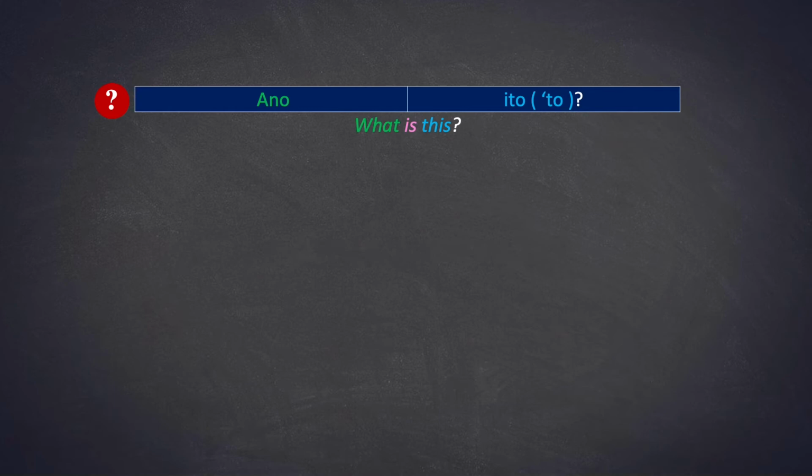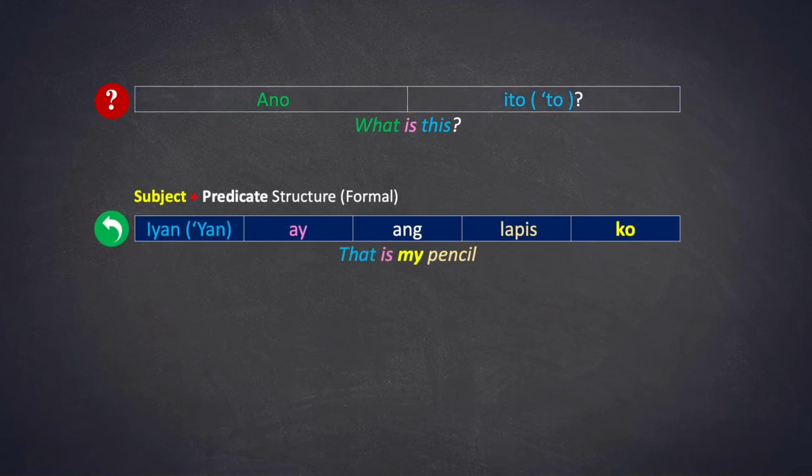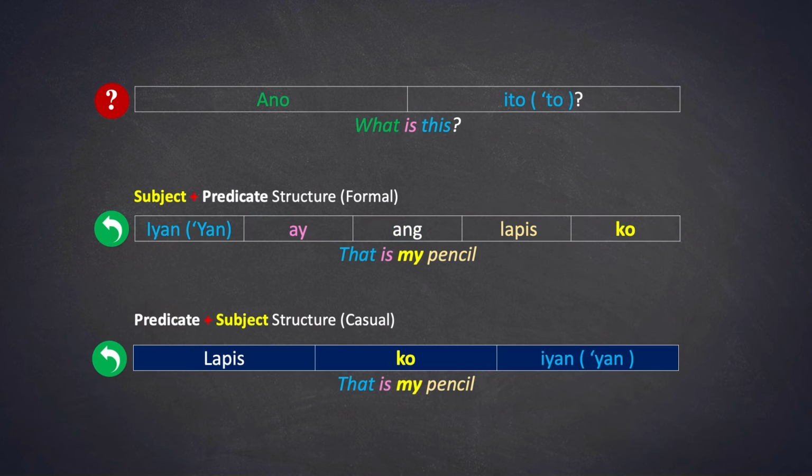You may respond this way. Iyan ay ang lapis ko. That is my pencil. Iyan is often shortened to yan. In this video, we will practice with iyan. Let me also just say that in more conversational speech, ang may be omitted. But let's practice the correct way of saying this sentence. You can break the rules later. Lapis ko iyan. That is my pencil.